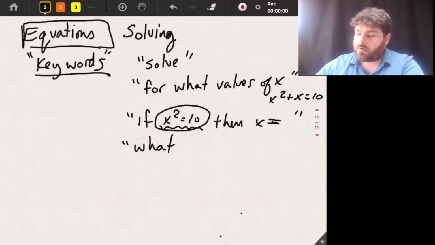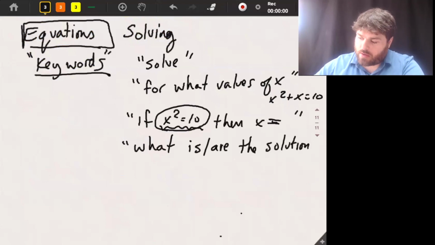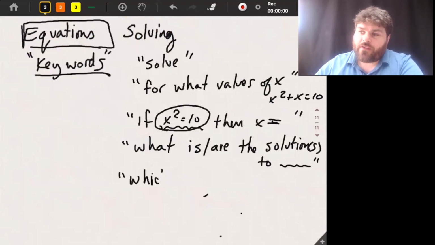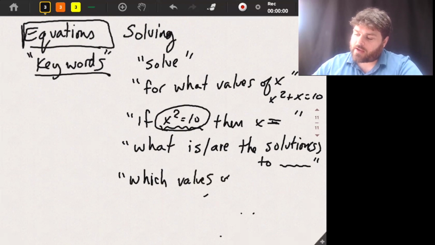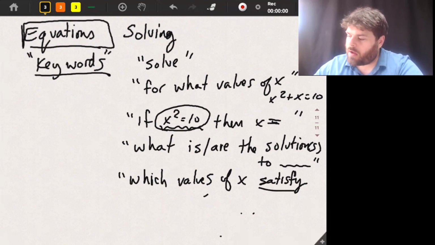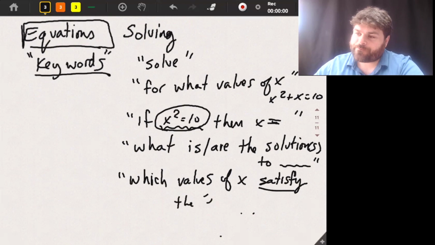You might see actual words like this. What is the solution? Or what are the solutions to blah, blah, blah? That's where you'll see your equation. What are the solutions to this following equation? All right? And then this one here, which values of x satisfy the equation? Which values of x satisfy, make the equation happy, right? We'll talk more about solutions, but to satisfy an equation means to make it true, all right?